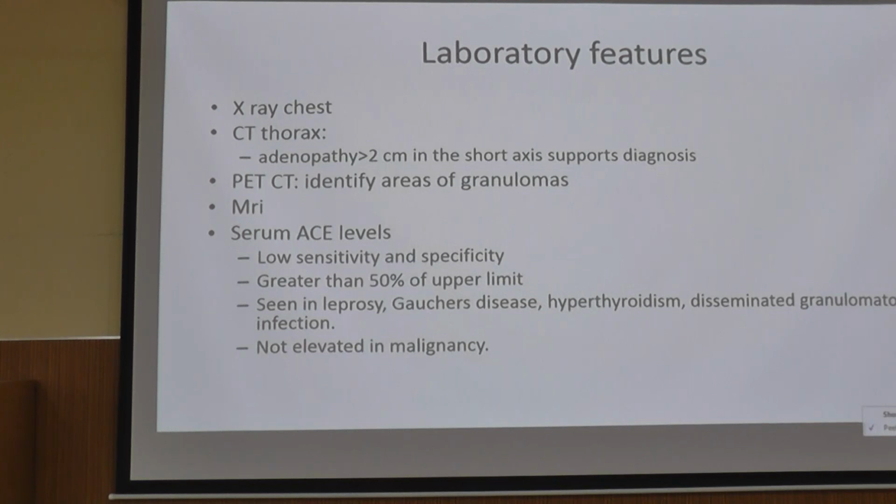Serum ACE level is not very useful. Earlier it used to be done, but it has low sensitivity and specificity. Only if it is greater than 50% of the upper limit, it is considered significant. Okay, it is seen in other conditions, any granulomatous condition like tuberculosis or hyperthyroidism. Okay, one important thing is the ACE levels are high. Definitely, if you think in terms of malignancy, it can be.